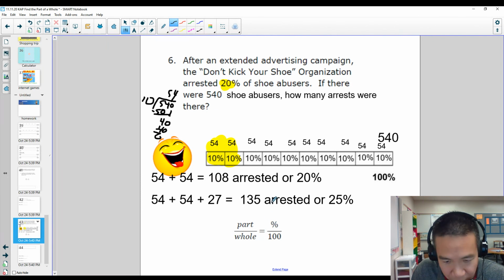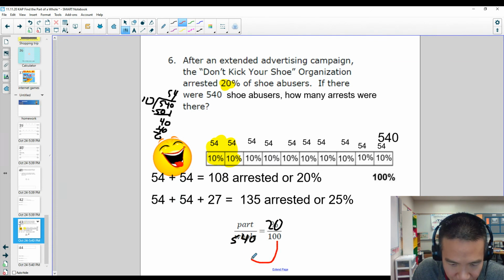So we have 20%, so we put the 20 right here. We don't know what part got arrested. That's what the question is asking us to find, but we do know there are 540 shoe abusers. That's everybody as a whole. So now you have to find a relationship. There are several ways you can do this. What is the relationship between 100 to 540?